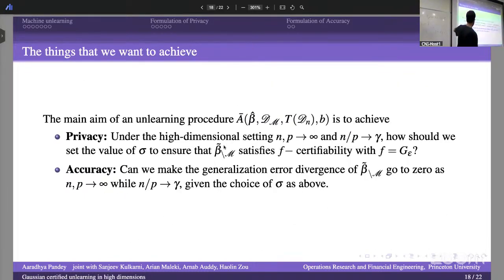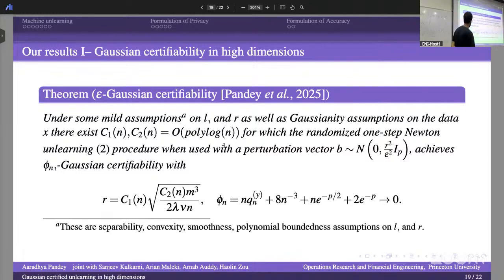These are the two conditions I want. I just stated it. Basically, I want epsilon certifiability, epsilon Gaussian certifiability, with F replaced by G epsilon. And I already stated it. I have not put it in the slides, but basically a large collection of noise addition mechanisms will converge to something comparable with some Gaussian privacy, or Gaussian trade-off curves. And I want this generalization error to go to 0 as well.